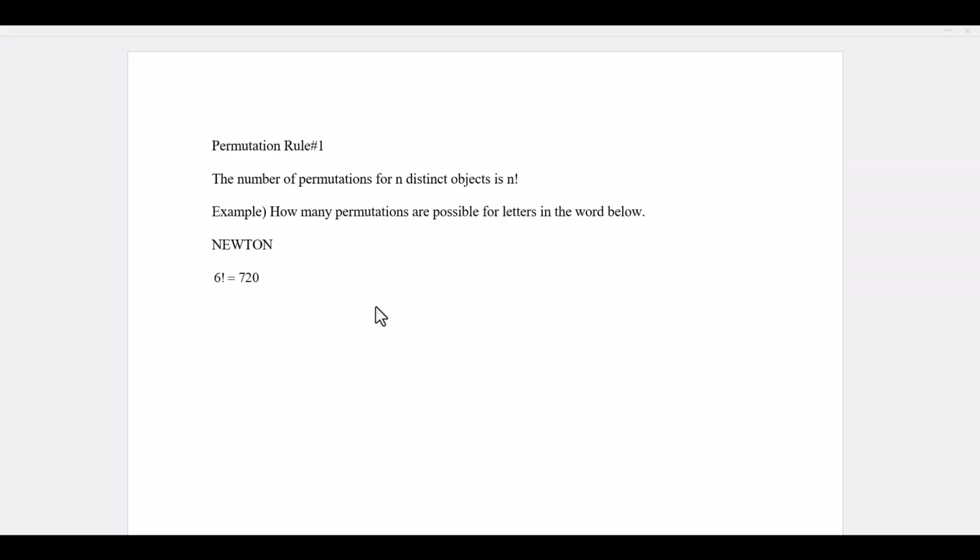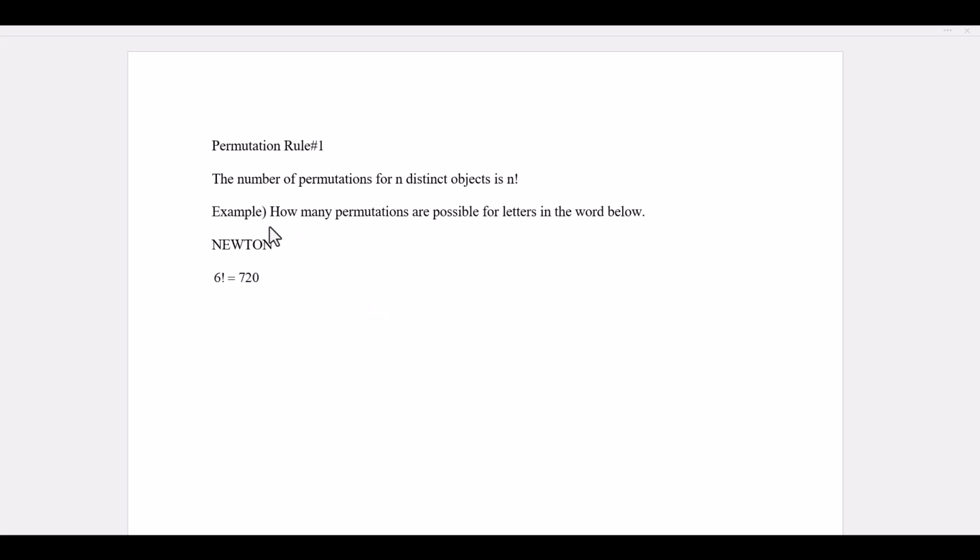In this video, we will review all three permutation rules, beginning with permutation rule number 1. It states the following: the number of permutations of n distinct objects is n factorial. In math, this symbol is called a factorial symbol.